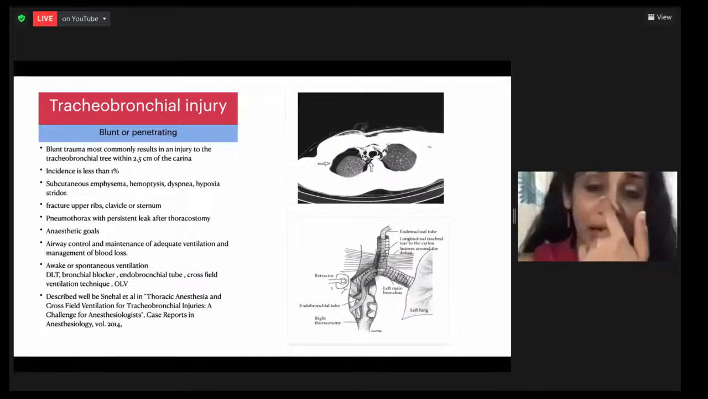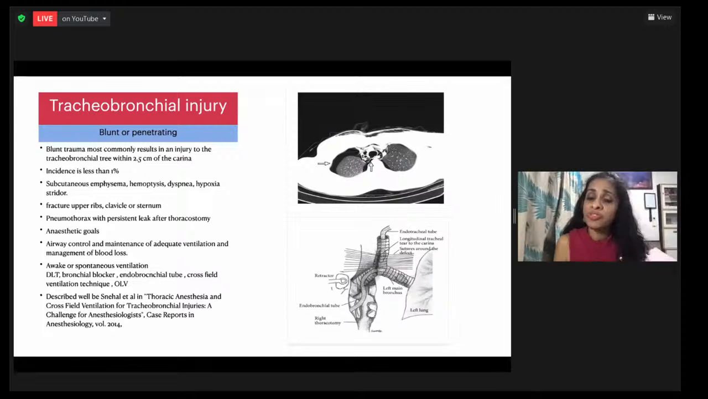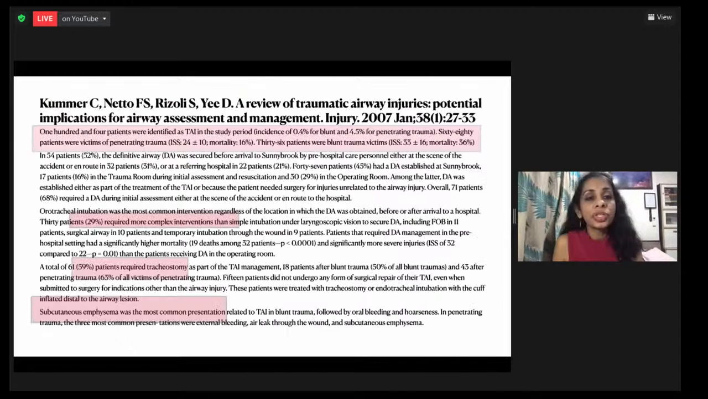What he has shown here is that the tube is first passed with the help of fiber optic, and then one lung ventilation is given, and the repair of the tear is started. Then intraoperatively the tube is withdrawn slightly, and another tube is surgically passed into the bronchus of the ventilating lung, and the entire tear of the trachea and bronchus is sutured. But I think we require a lot of expertise before we go ahead with that.